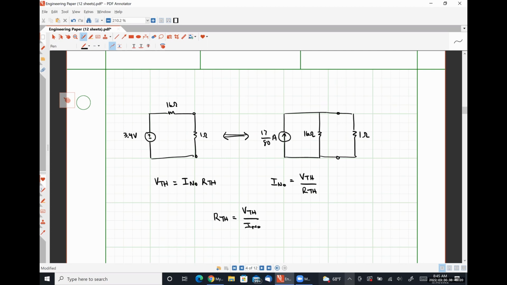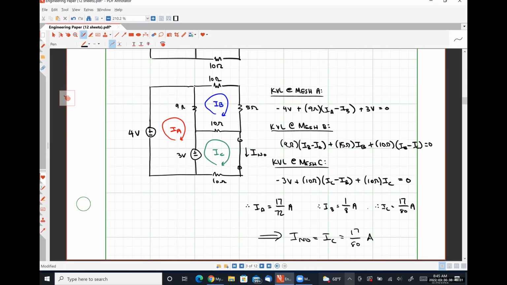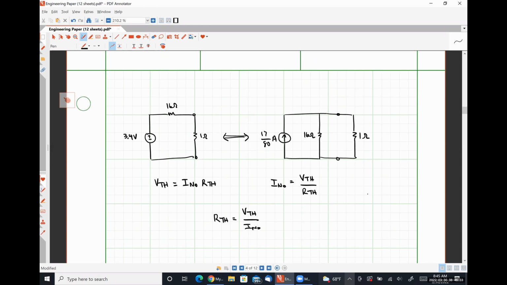So V Thevenin we found to be 3.4 volts. If we divide that by our Norton current of 17 over 80, we get 16 ohms, which means our analysis must have been correct.